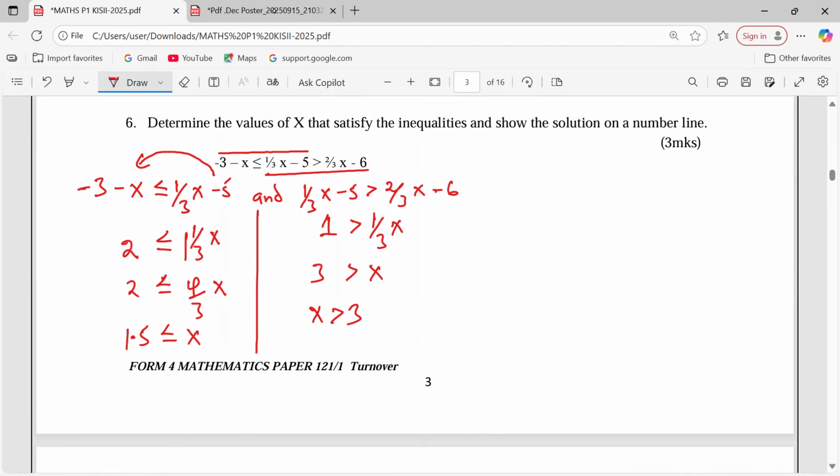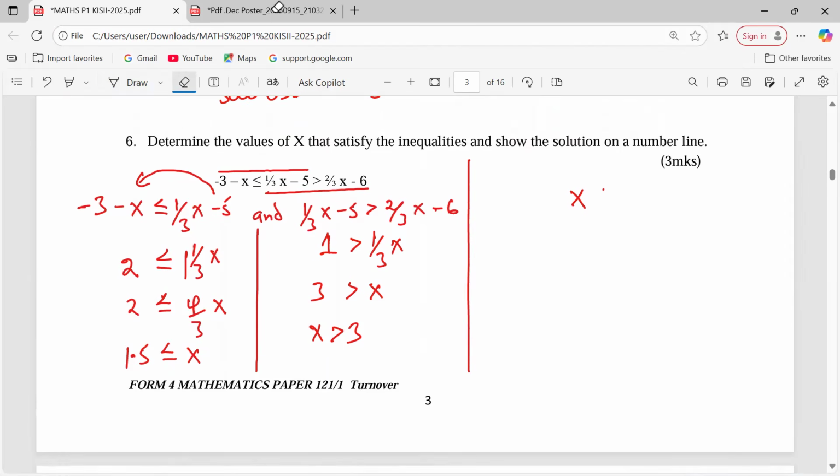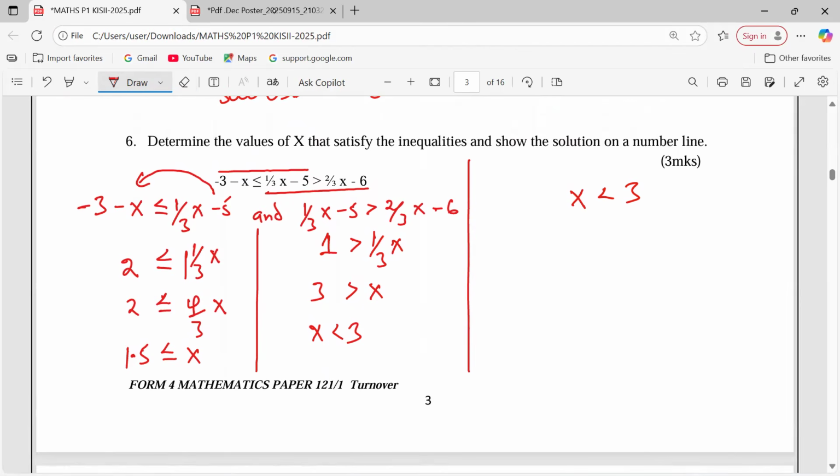So now we can come up with a simple statement for the two cases. Sorry, this should be the other way around. I think I was emphasizing the wrong thing. Yeah. If 3 is greater than x, then x is less than 3. That way, so we can have 3 there, and on the other side, 1.5.